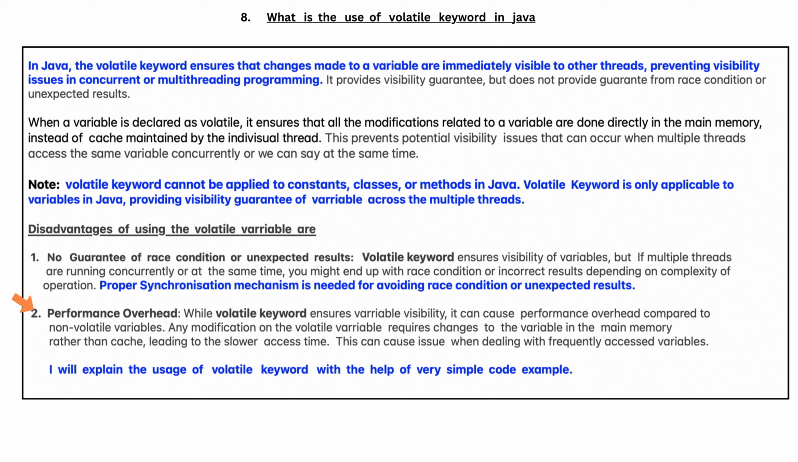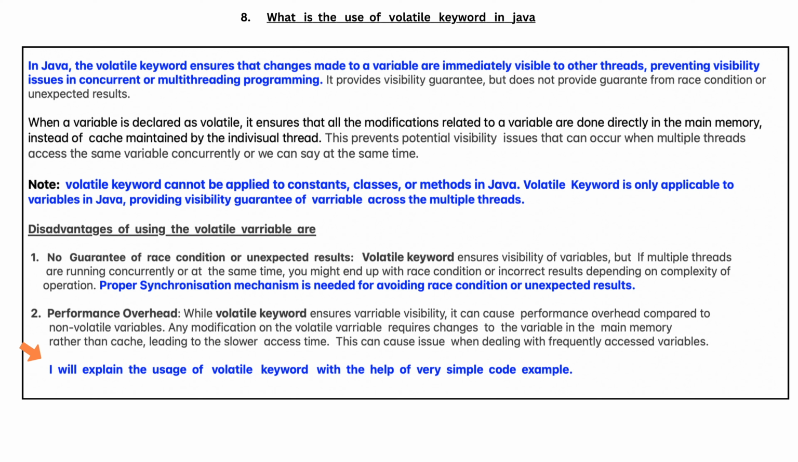The second disadvantage of using the volatile variable is performance overhead. While volatile keyword ensures variable visibility, it can cause performance overhead compared to non-volatile variable. Any modification on the volatile variable require changes to the variable in the main memory rather than cache, leading to slower access time. This can cause issues when dealing with frequently accessed variables.